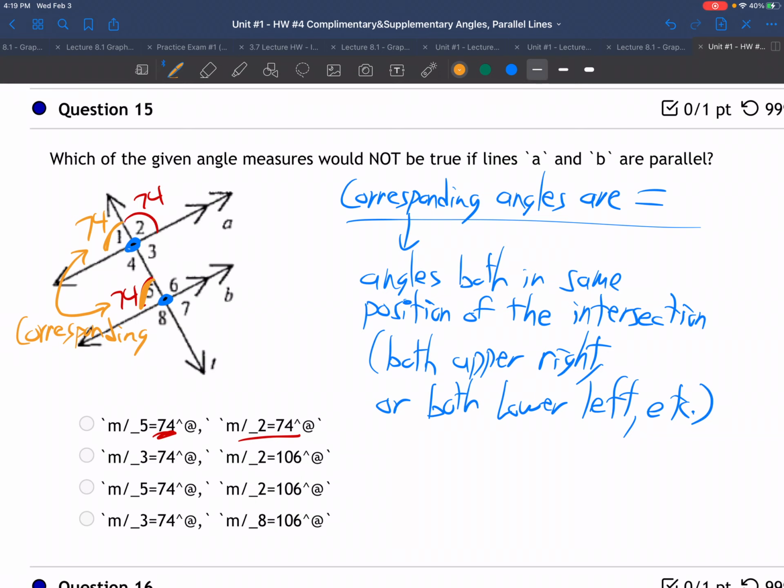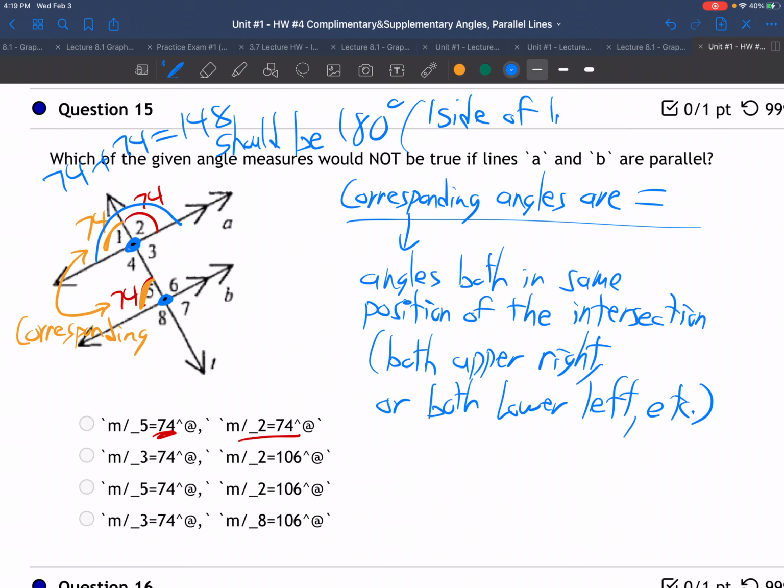Okay, well, could that be? What would 74 and 74 be then? If you add these two up, 74 plus 74 is 148. It should be 180 degrees. Why? Because it's one side of a line. It's halfway around, right? It should be 180 degrees because it's halfway around.